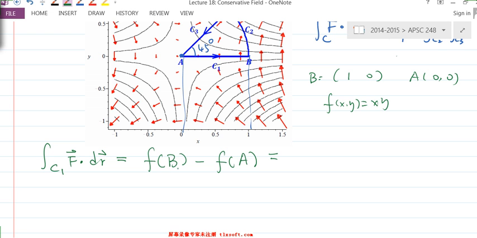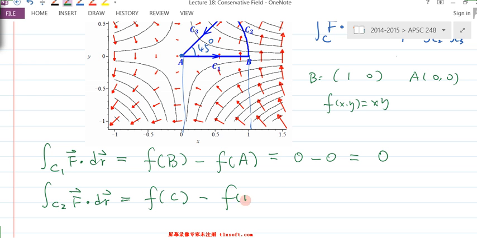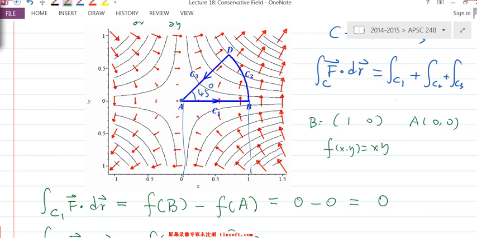Now all I need to do is, for f of B, what's the value? x here is 1, y is 0, so it's 0 minus 0, which is 0. The second part of the curve is f of C minus f of B. What is the coordinate of C then? Oh, sorry, this is D. Use the D here.